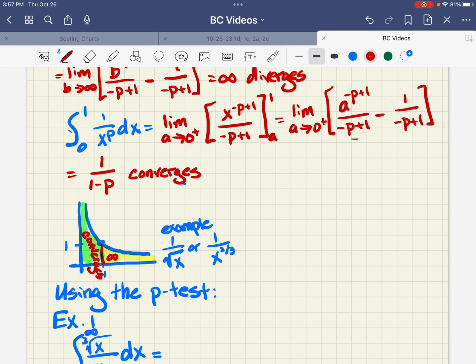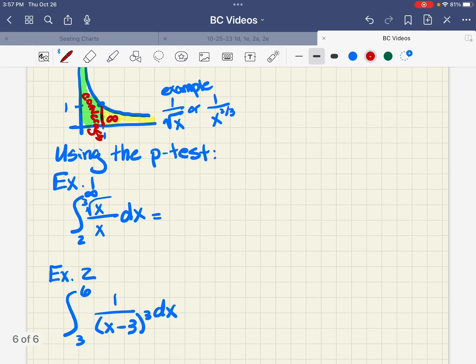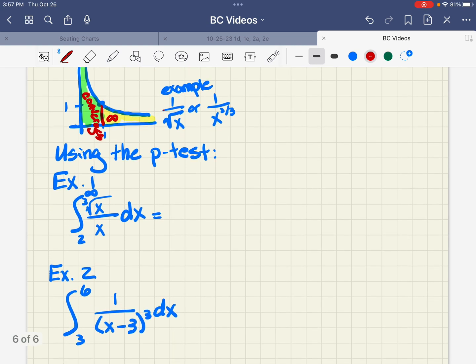Now I want to show you a couple examples of using the p-test. So here's two problems. Could we do these problems by actually evaluating? Yes, we could, but no thank you. We're going to do a shortcut. So first thing we're going to do is rewrite this. 2 to infinity. We have cube root of x over x, which is the same as 1 over x to the 2/3 dx.